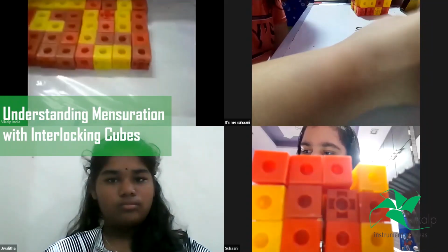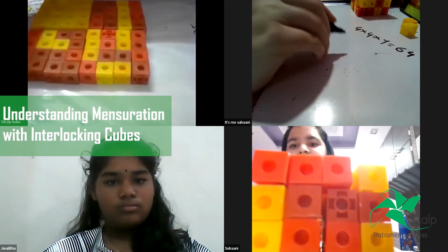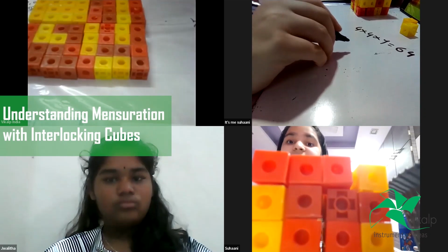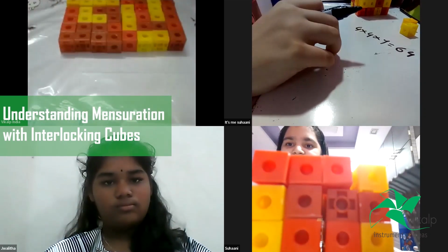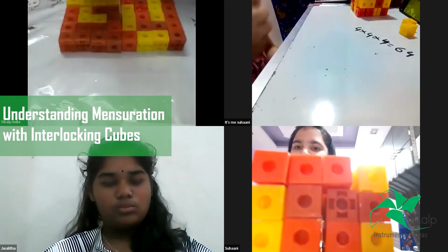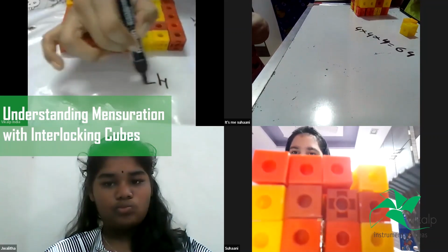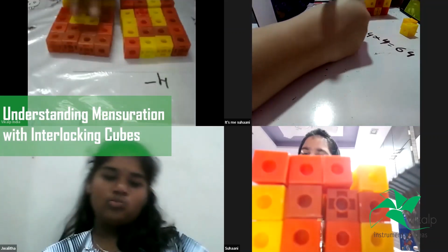You know the concept of repeated addition as multiplication, right? Yeah, repeated addition as multiplication. The same thing goes here. So if you add this 4 times.